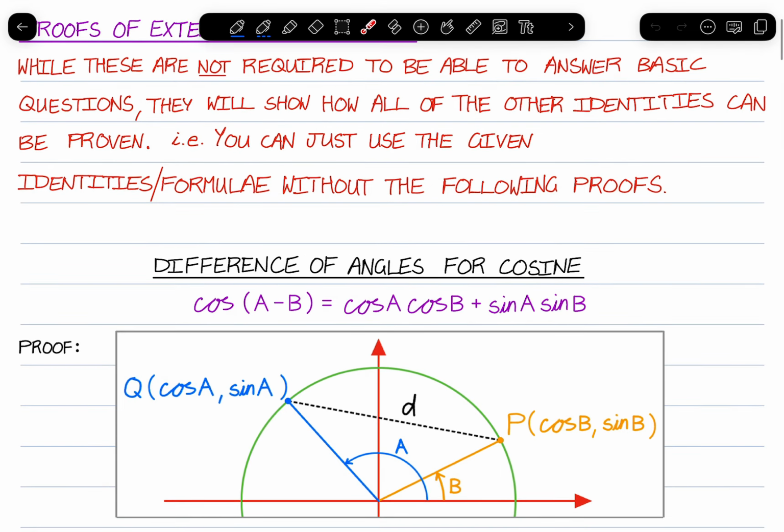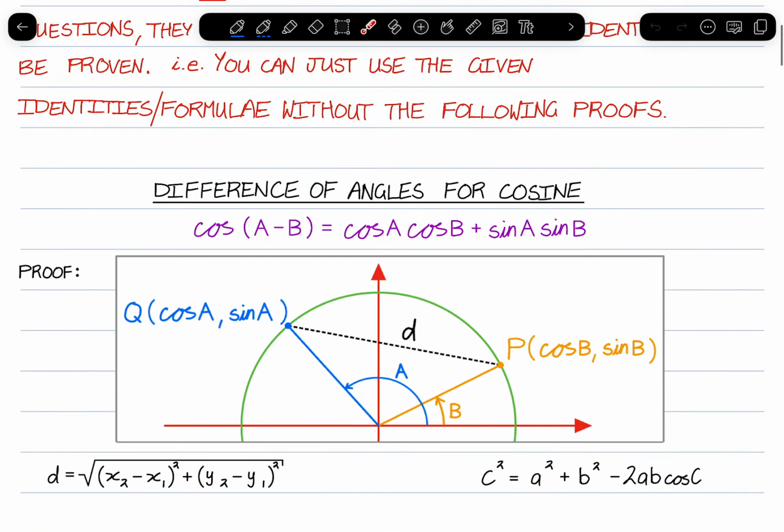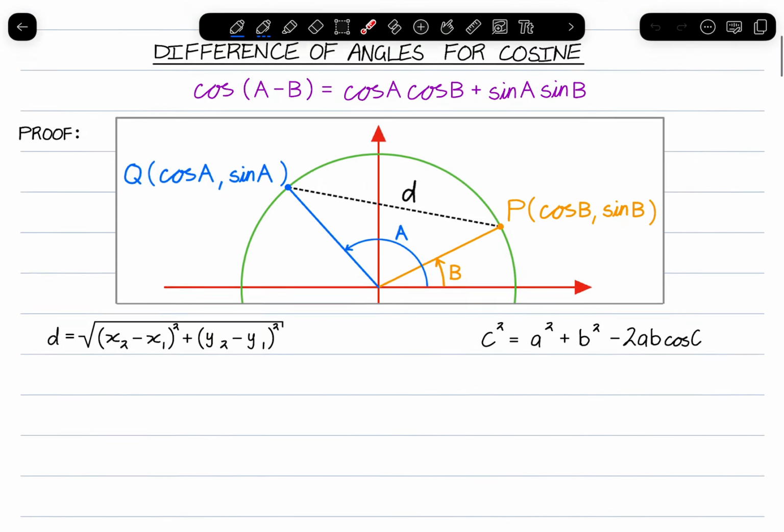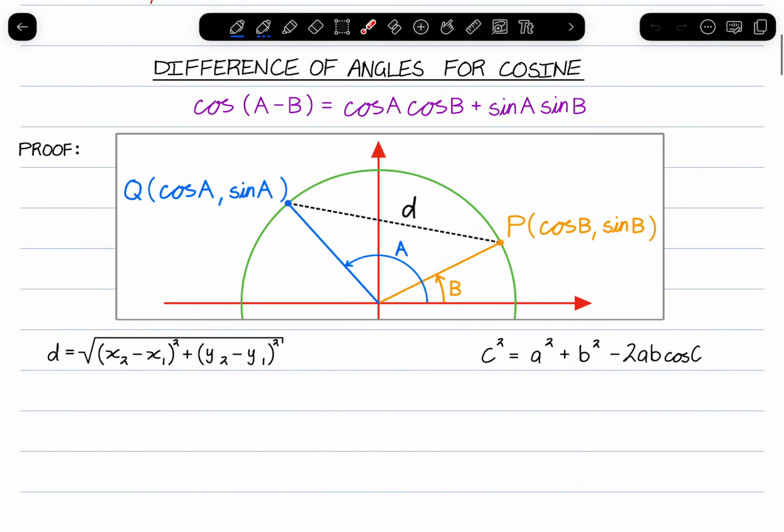While what we're about to see in this series of videos is not required to be able to answer questions, it will show how all other identities can be proven. This just simply means you can use the given identities or the formula without these following proofs. The first one we're going to start with is the difference of angles for cosine, and you'll see how all other expressions and identities come from here.